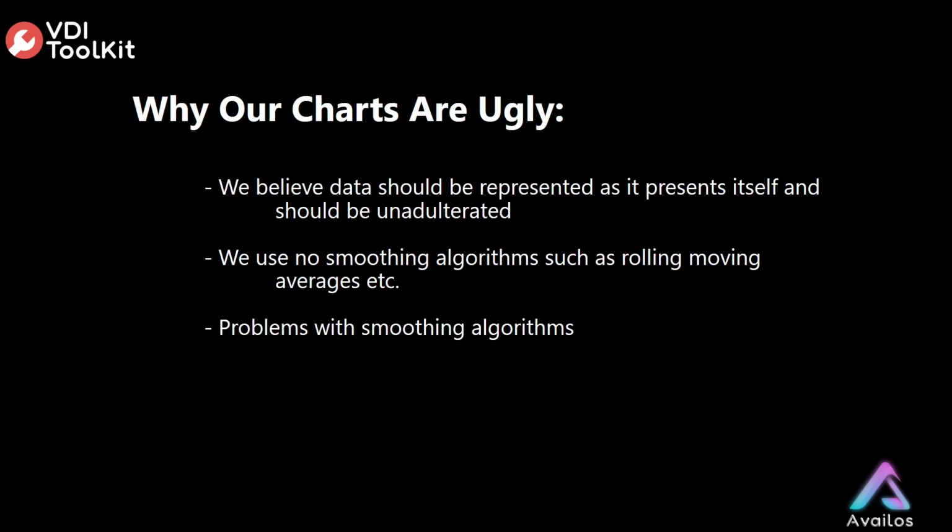Well, it means we use no smoothing algorithms on our charts, such as rolling moving averages, etc. Many other companies, when providing charts, are so worried about making them pretty, they modify the data with smoothing algorithms. You are in essence not seeing the true representation of data when such algorithms are used. This can lead to thinking there isn't a problem when actually there is one.